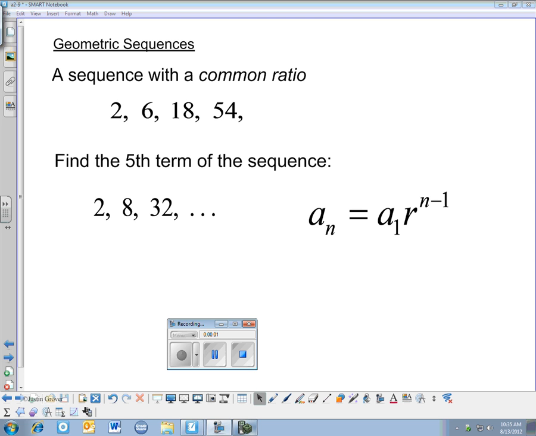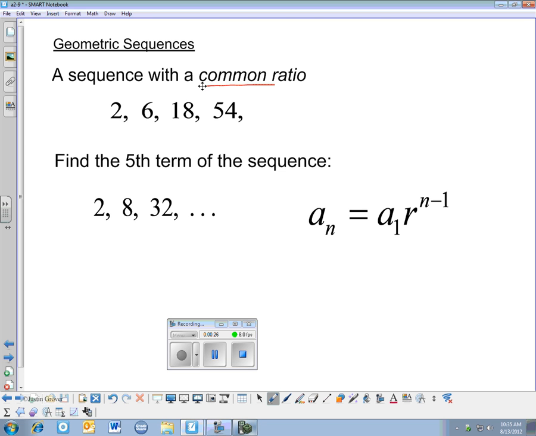A geometric sequence is different from an arithmetic sequence. An arithmetic sequence, we know, goes from one term to the next by adding or subtracting a common number, like adding 2 to each term to get to the next consecutive term. For geometric, we don't add or subtract to get to the next. We multiply, have a common ratio to get to the next. And so instead of a common difference, we have a common ratio.